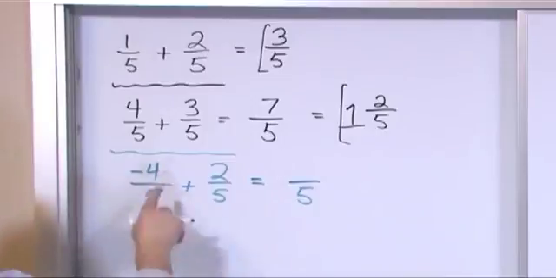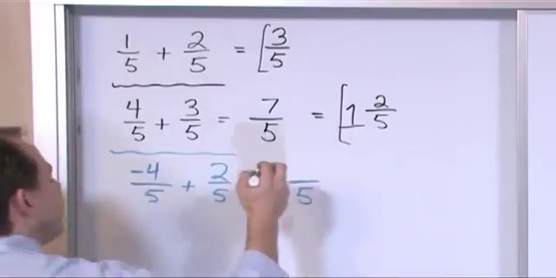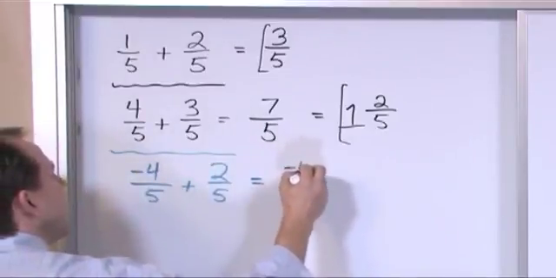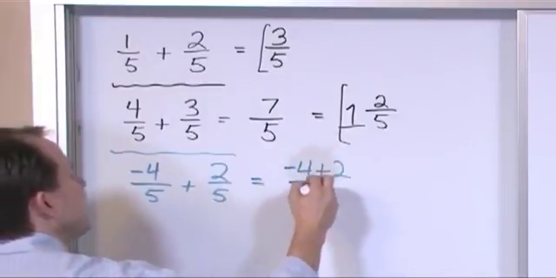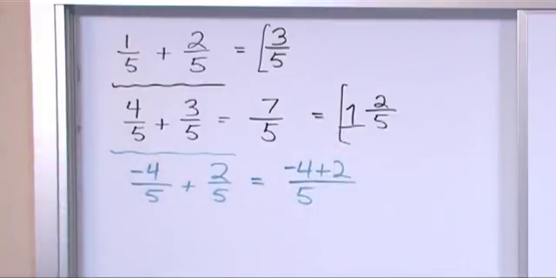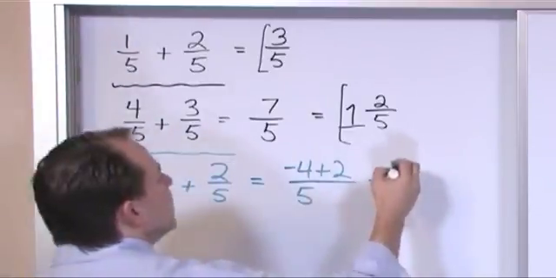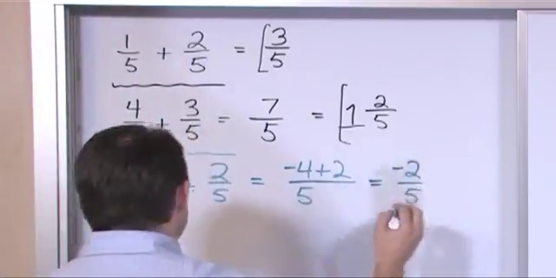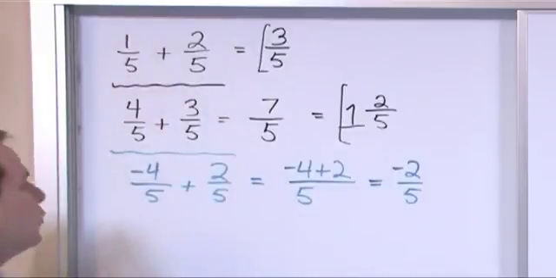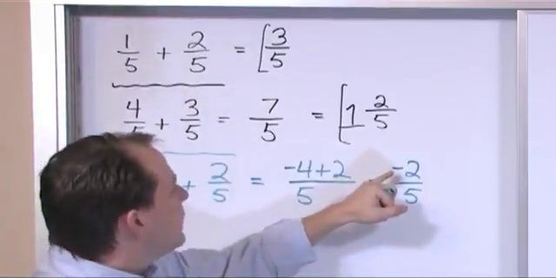Now, in the numerator, we simply add these things together, but don't try to do too many things in your head. If you need to, write it down, -4 plus 2. This is what's going to be in the numerator, and that way you don't make a mistake. So in the numerator, -4 plus 2 is -2 over 5, -2/5. And that's the answer.